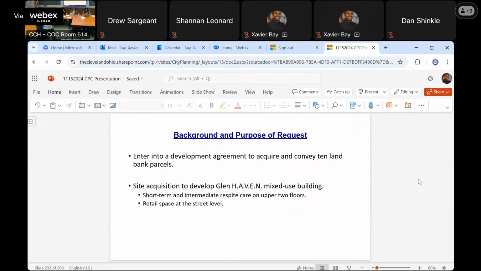What will go on that corner is the Glen Haven mixed use building. It's a three-story building. The upper two floors will provide short-term intermediate respite care, and then retail space on the ground floor. Next slide, please.